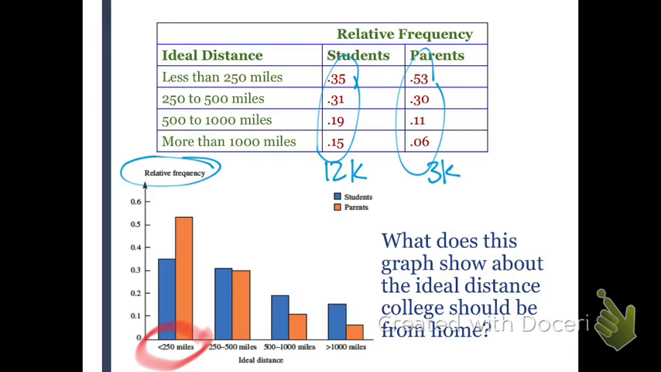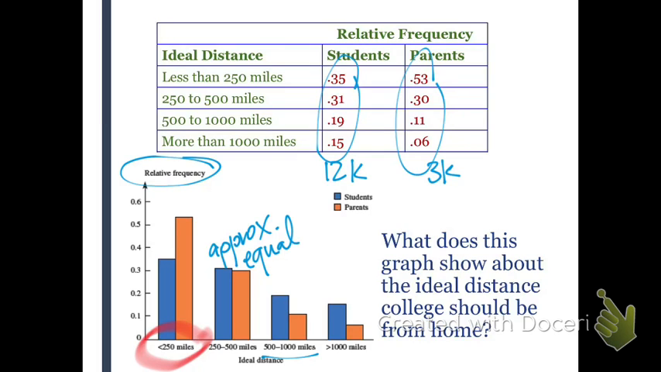From 250 to 500 miles, you could say that they're about the same. Approximately equal. Approximately is our favorite word in this class. What if you said it's about an equal compromise between 250 and 500 miles between the parents and children? Oh, that's fine.